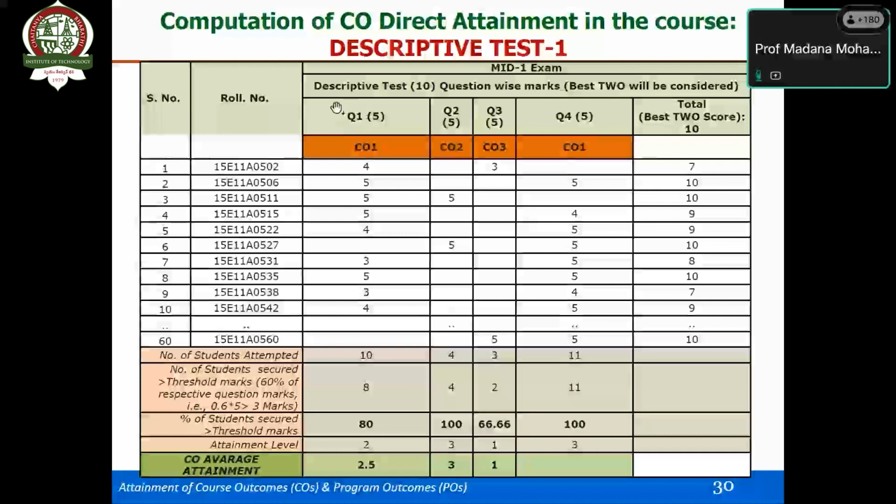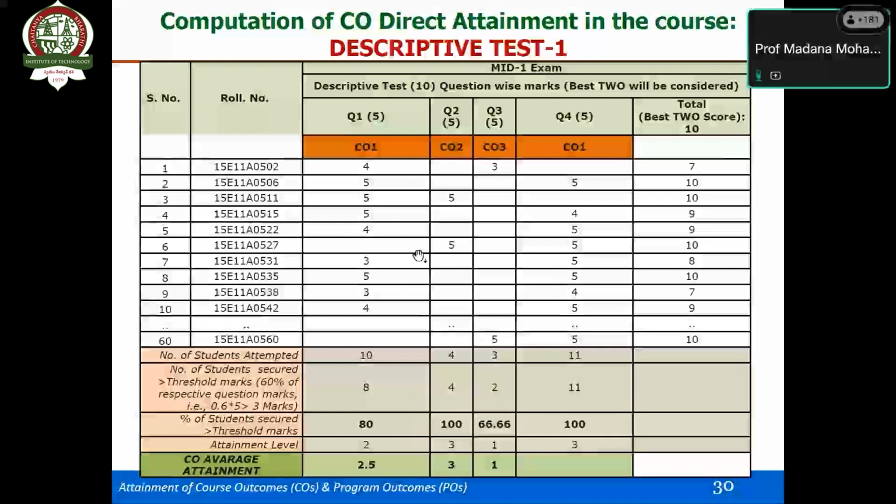Okay, now finally, question 1. See that CO1, what is the overall attainment? 2.5 for the descriptive test. For CO2, the attainment level is 3. For CO3, the attainment level is 1. So the descriptive test is over. The same process you can apply for assignment if you are following question wise. Even for the end exam, if you have question wise marks, the same process you have to follow.